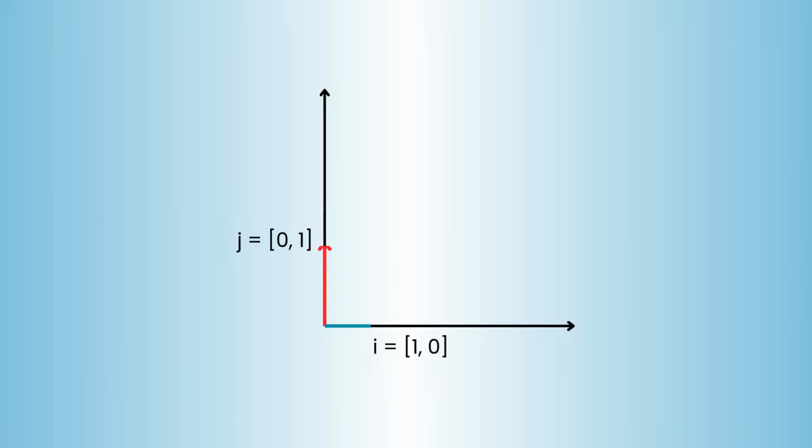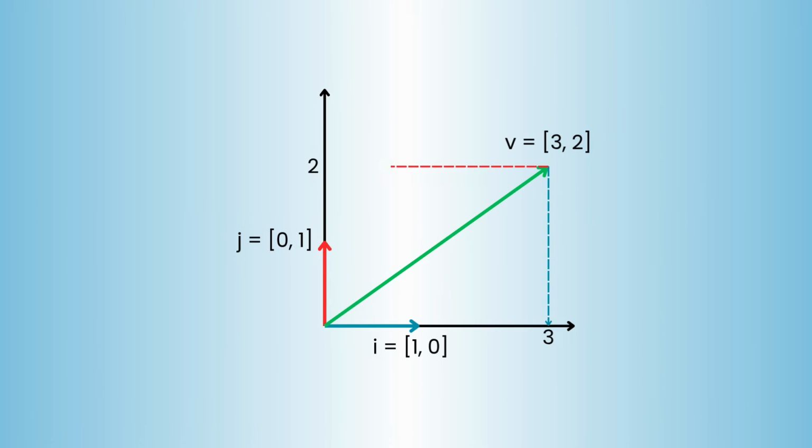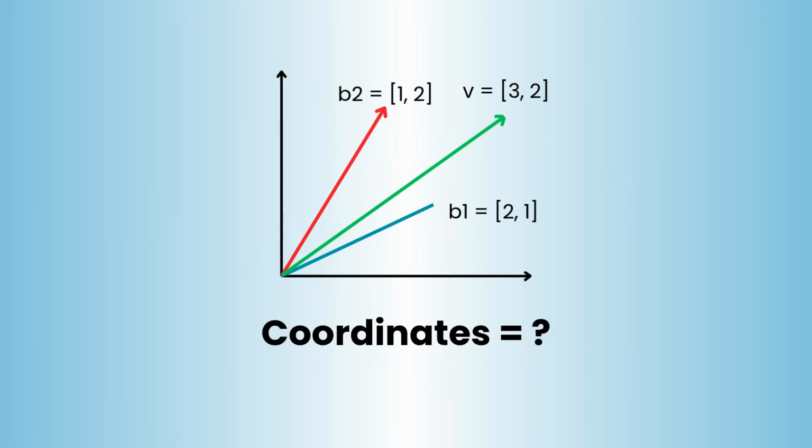Finding the coordinates of a vector is easy, right? For this vector v, it's obvious. We go 3 units in the i direction and 2 units in the j direction. The coordinates are 3, 2. Simple. But what if our world is skewed?